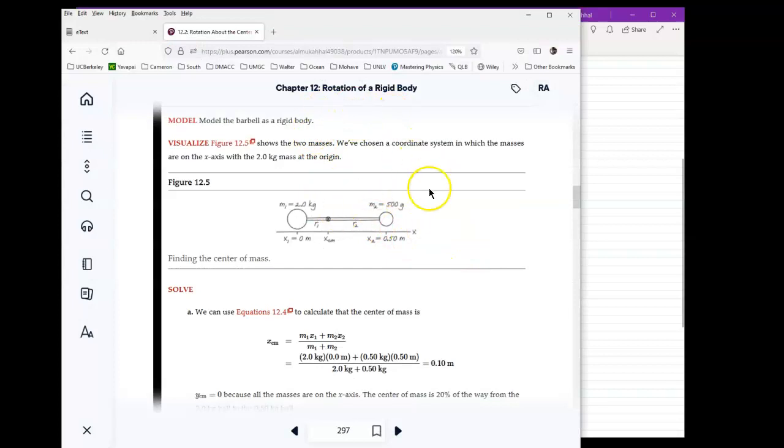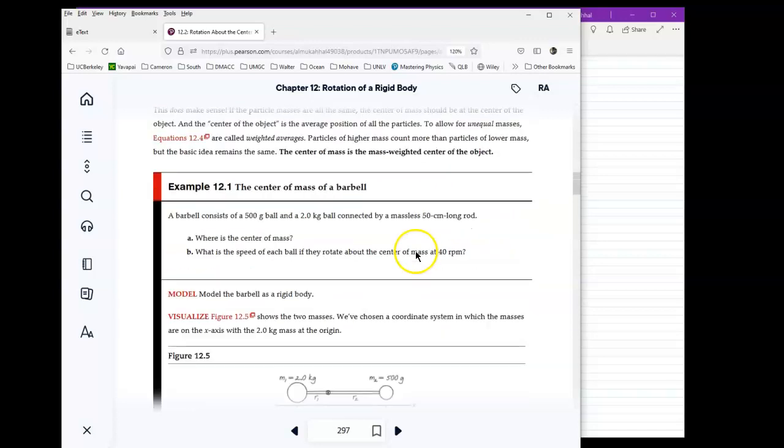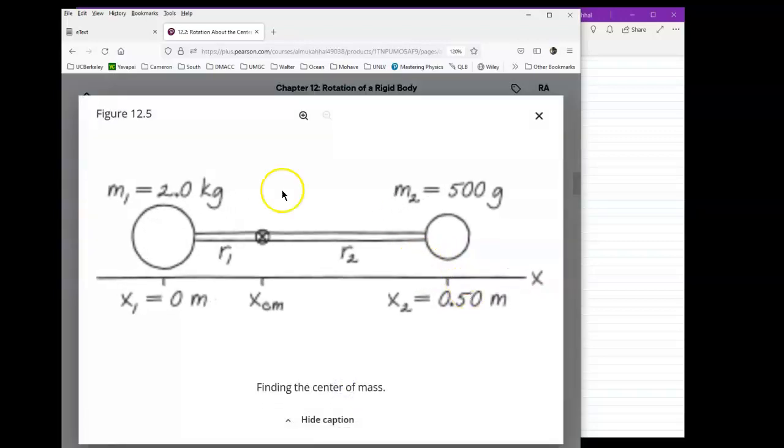Right here. So we have here, imagine you have what looks like a dumbbell like that. There we go. A barbell, he calls it. Let's say you have a barbell. Let me make it magnified and just show it to you right here. So you get two masses, and then you have a rod in between them like that.